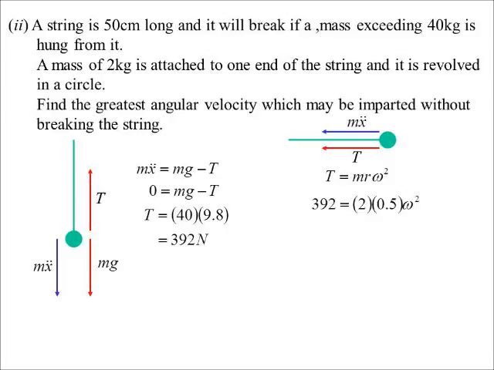The tension we just worked out, it can handle 392 newtons. Sub it in. The mass now is 2 kilograms. Radius is 0.5. There we go. 2 root 98 radians per second we can spin it at before it snaps off. How many times are we spinning it in a second? 2 times root 98, oh, 20 radians per second. Now how quick is that?